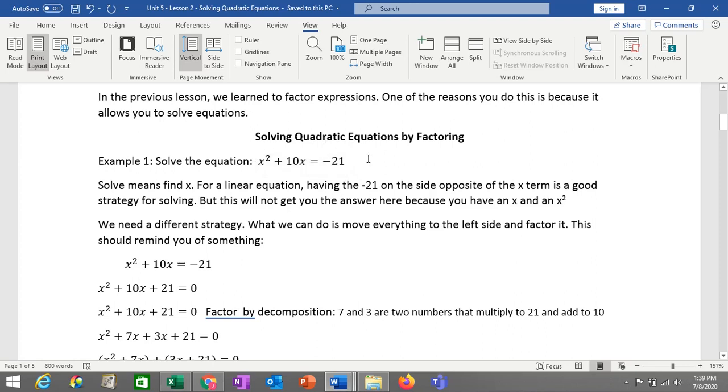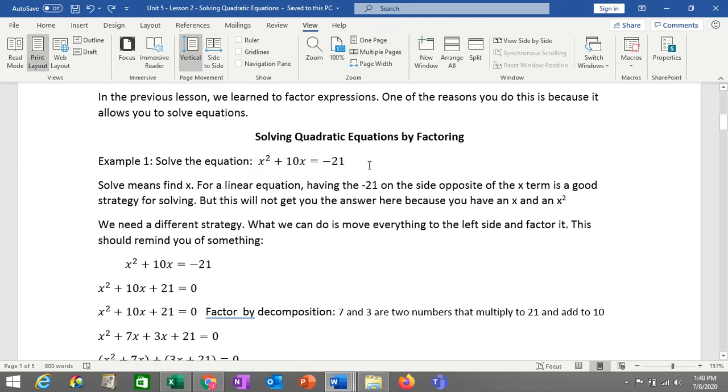If I have a linear equation, typically that's what I would do if I had just a 10x here. If the x squared wasn't there, let's delete it for a moment. If it was just 10x equals negative 21, I divide both sides by 10, and I get x equals negative 21 over 10. Perfect, right? So you might be tempted to keep the negative 21 over here.